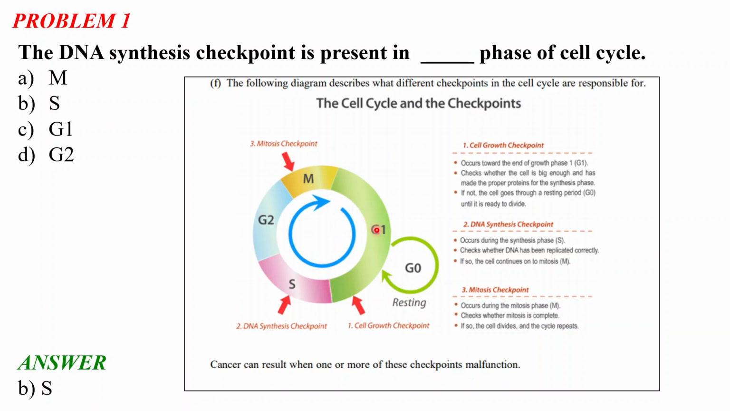Now after the G1 or growth phase, we have the synthesis or S phase. In this S phase, the DNA synthesis checkpoint is present, and this checkpoint checks whether the DNA has been replicated correctly. If it is replicated correctly, then the cell will proceed to the mitosis phase. There is also the G2 phase, which is basically similar to G1, where all the checks happen to see if the cell is ready for cell division.